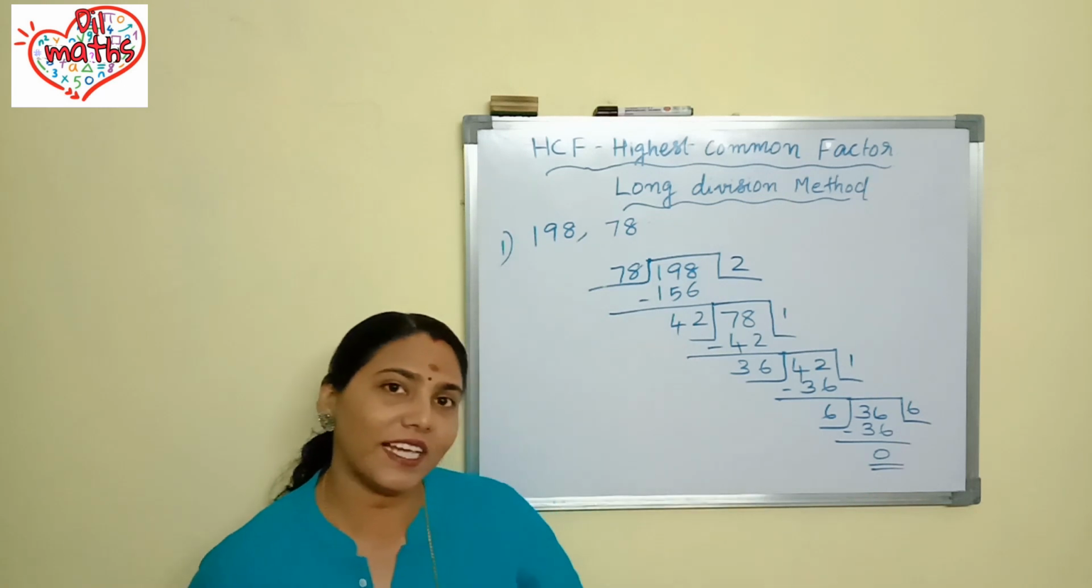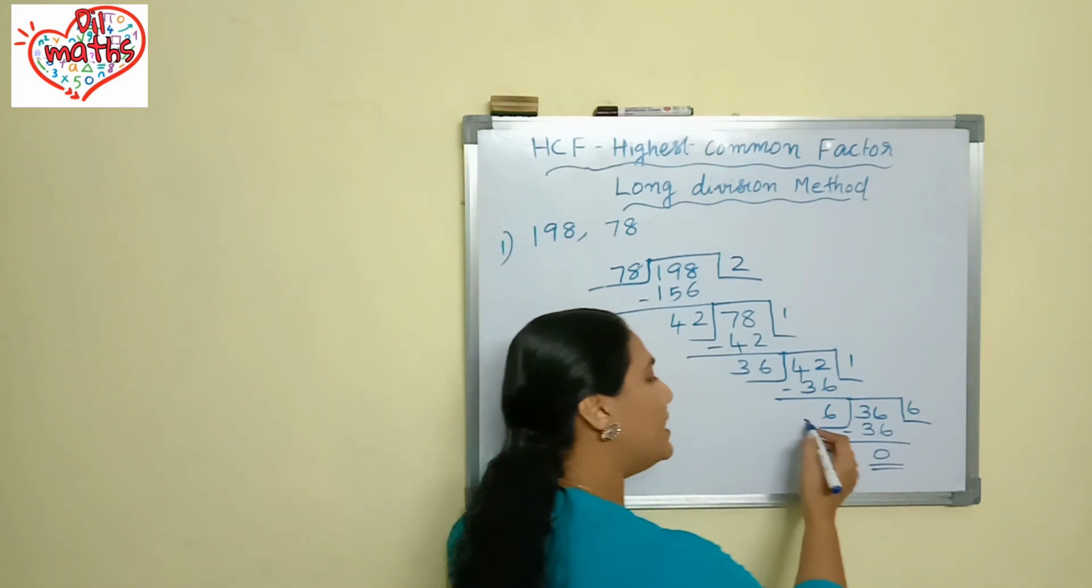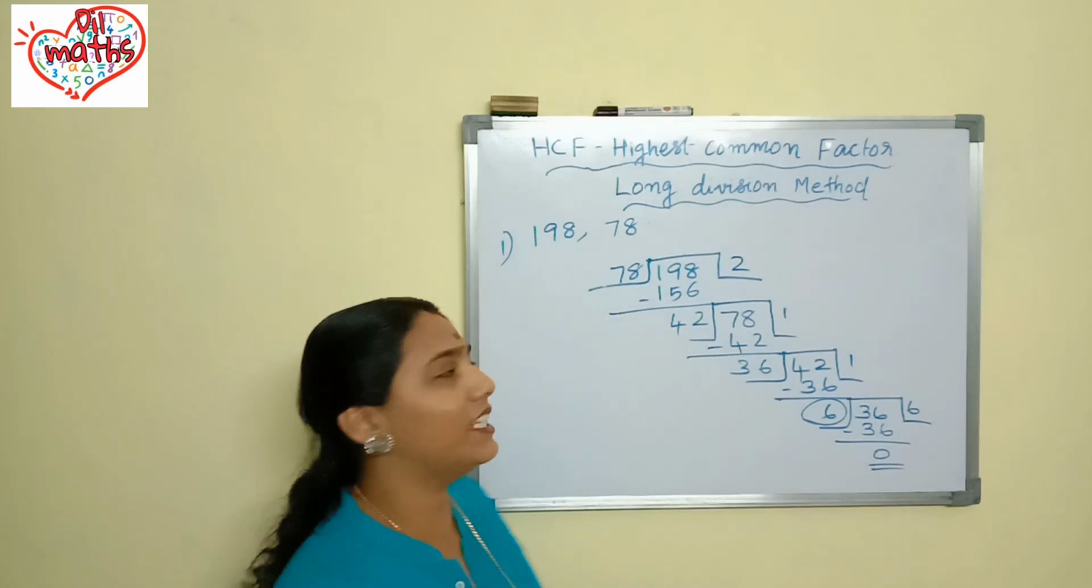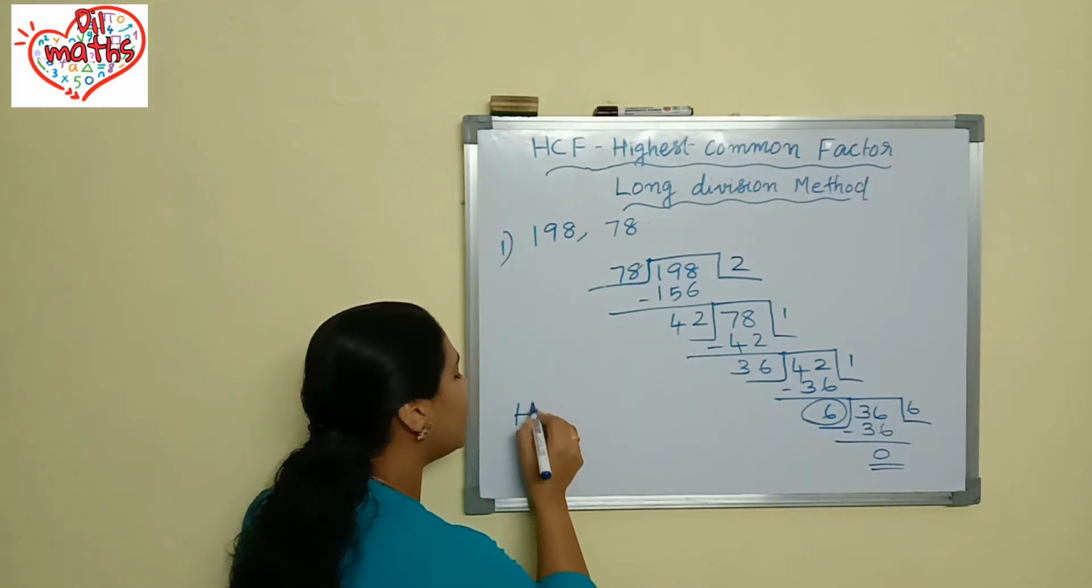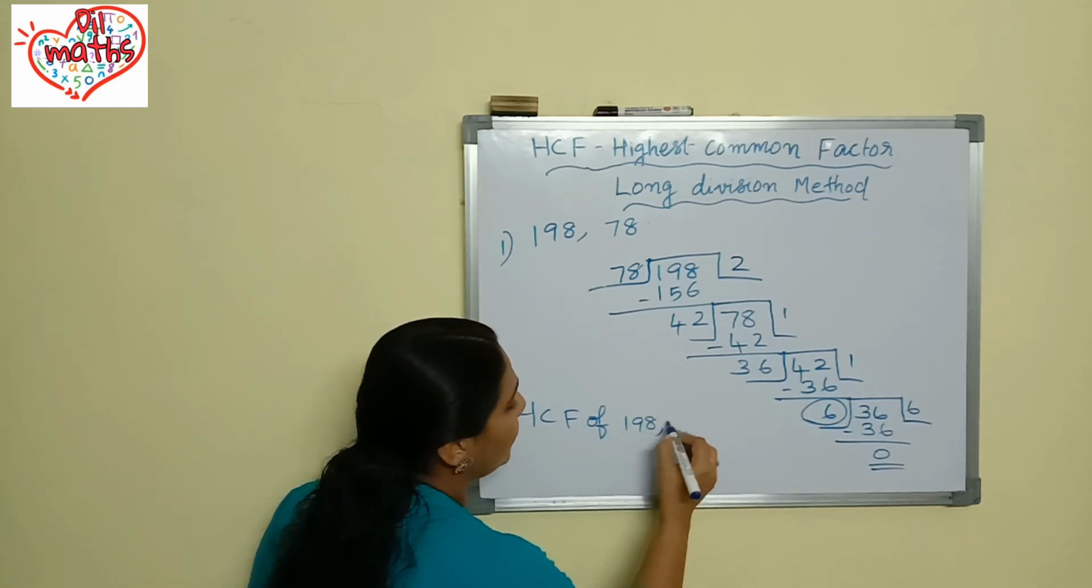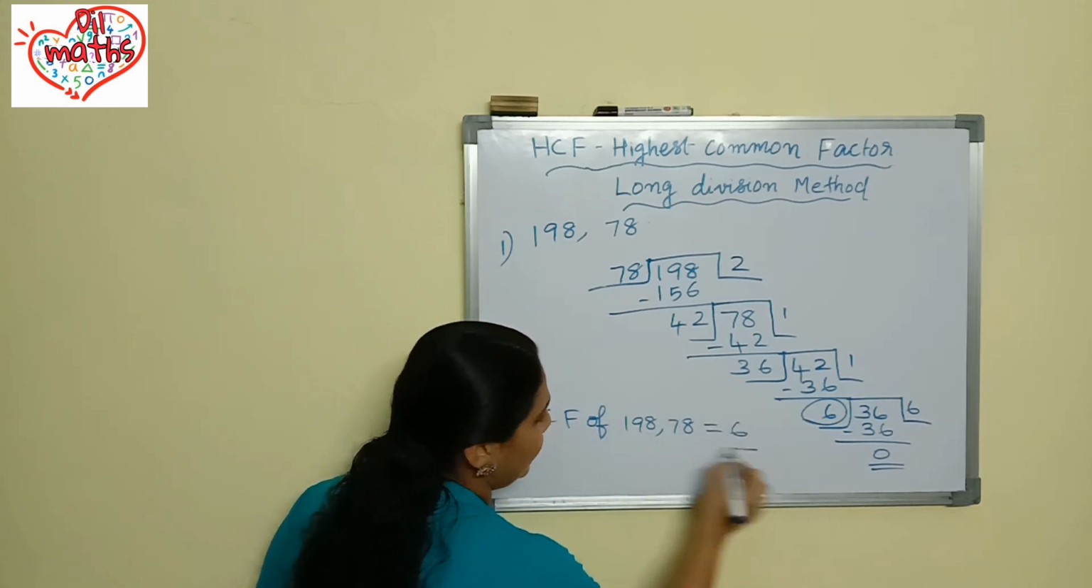Then what will be the HCF here? The last divisor will be the HCF. Here, which is the last divisor? 6 is the last divisor. So, HCF of 198, 78 is equal to 6.